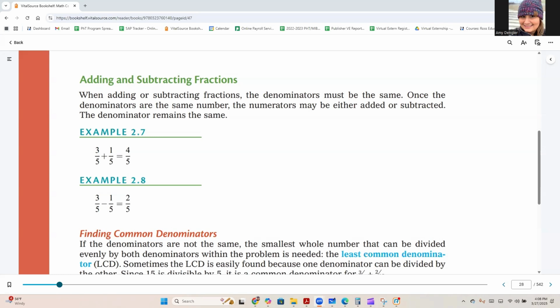Adding and subtracting fractions. When adding or subtracting fractions, the denominators must be the same. Once the denominators are the same number, the numerators may be either added or subtracted. The denominator remains the same. So let's do example 2.7.